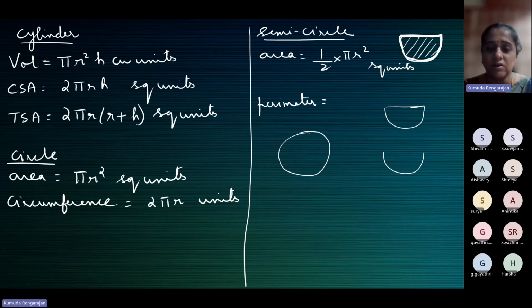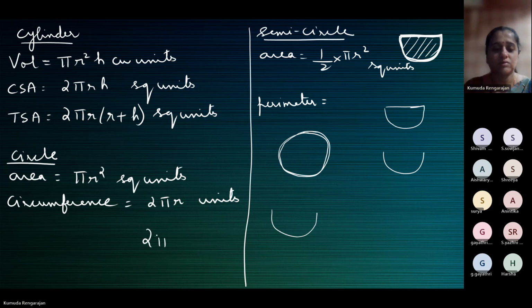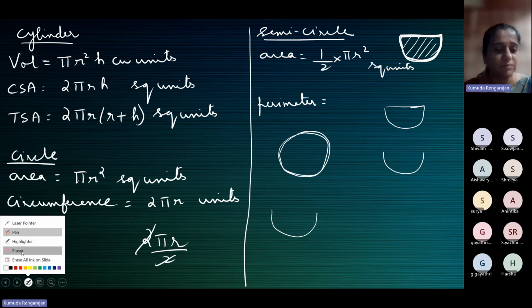The length of the boundary of a circle is 2 pi r. So this one is half the distance. So 2 pi r by 2, which is pi r.